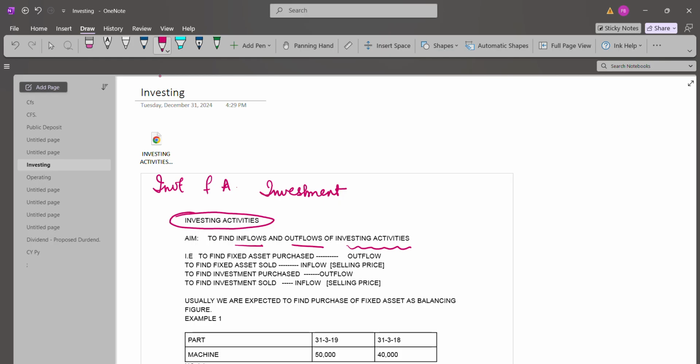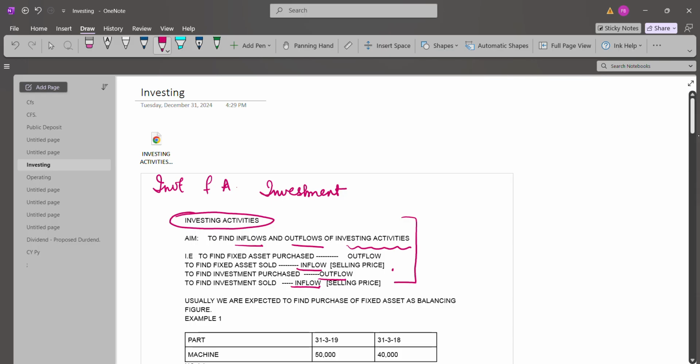So to find out the fixed asset purchased, we get an outflow. When we find out the selling price or the sale amount which we received, that gives us an inflow. Similarly, investment purchased is an outflow. Investment sale is an inflow for us. All this we need to determine.